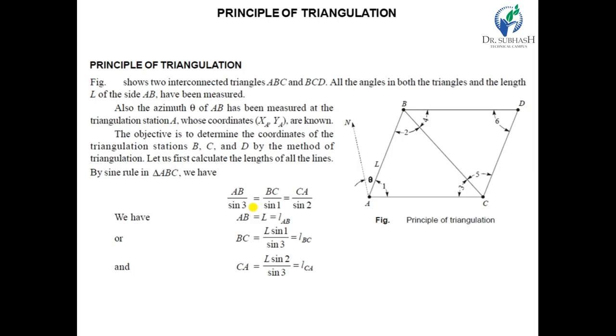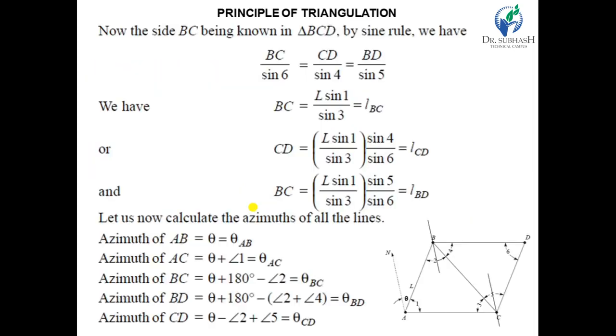We have the length AB equal to L, so we call it LAB. Now BC is equal to L sine 1 upon sine 3, which is LBC. And CA is equal to L sine 2 upon sine 3, which is LCA. Now the side BC is known in triangle BCD, so by the sine rule, BC upon sine 6 is equal to CD upon sine 4 and BD upon sine 5. BC is equal to L sine 1 upon sine 3, which is LBC. Similarly we get CD and BD.